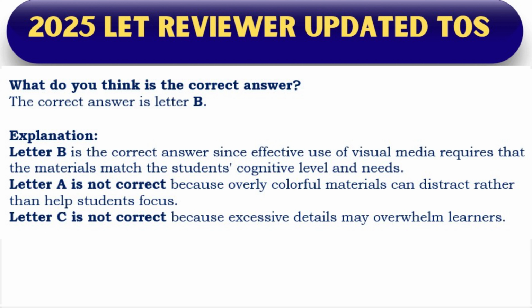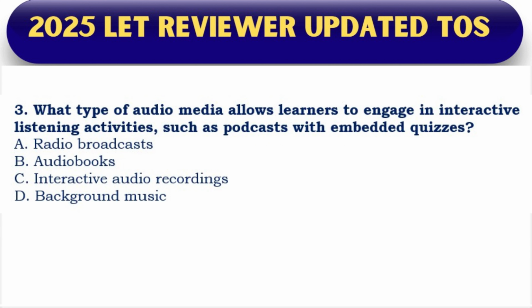Explanation. Letter B is the correct answer since effective use of visual media requires that the materials match the student's cognitive level and needs. Letter A is not correct because overly colorful materials can distract rather than help students focus. Letter C is not correct because excessive details may overwhelm learners. Letter D is not correct because media should complement, not replace, direct instruction.